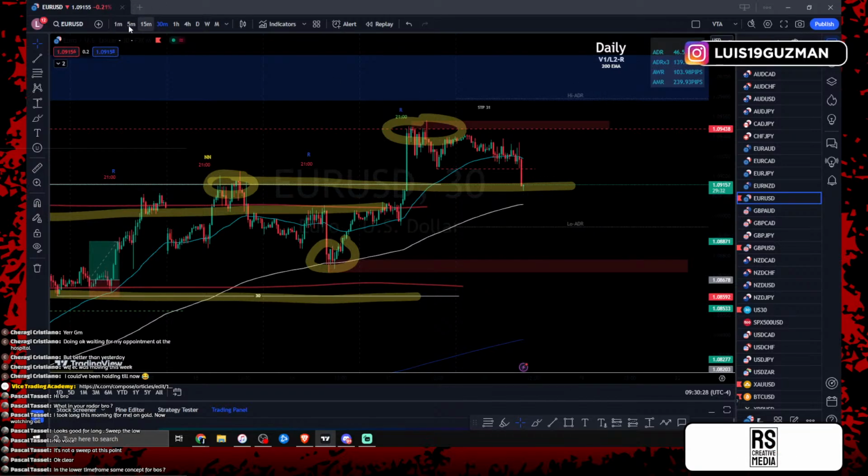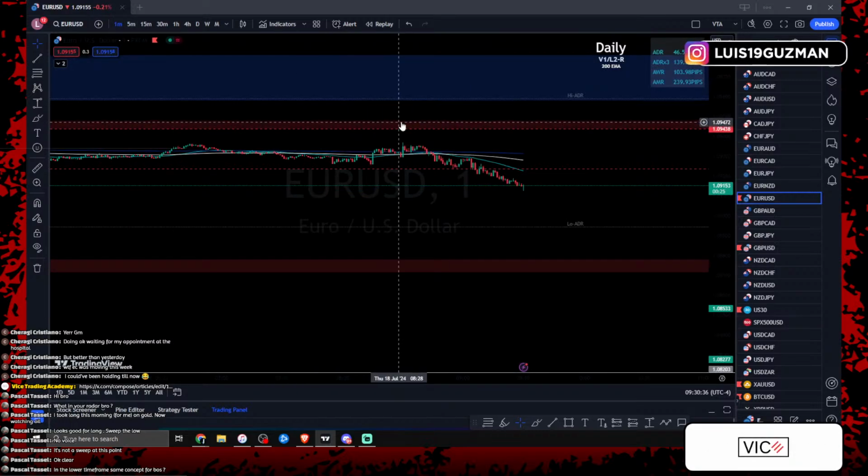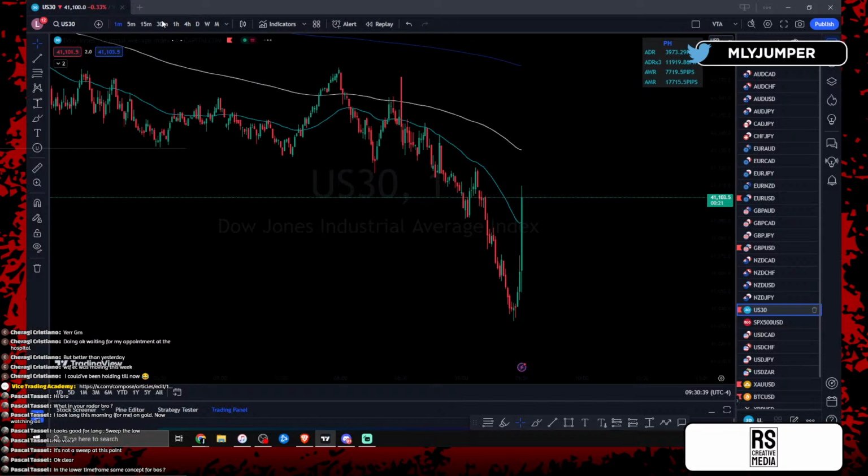Do we have any engulfing candles in the lower time frames? Nothing in the 5, nothing in the 15, nothing in the 1. I have to really go to the bathroom real quick. Gotta take a leak. Alright, let's see. US 30.